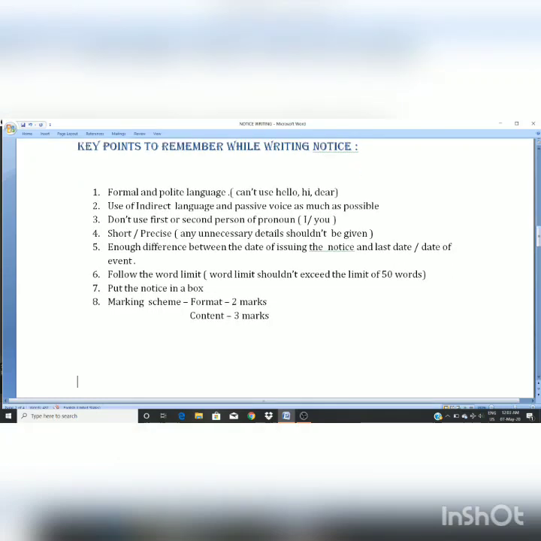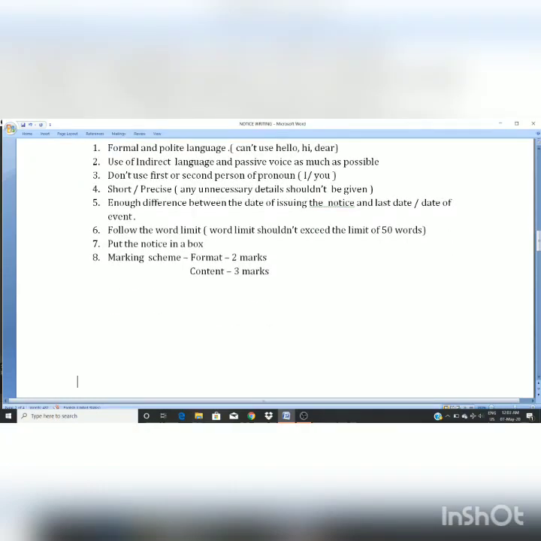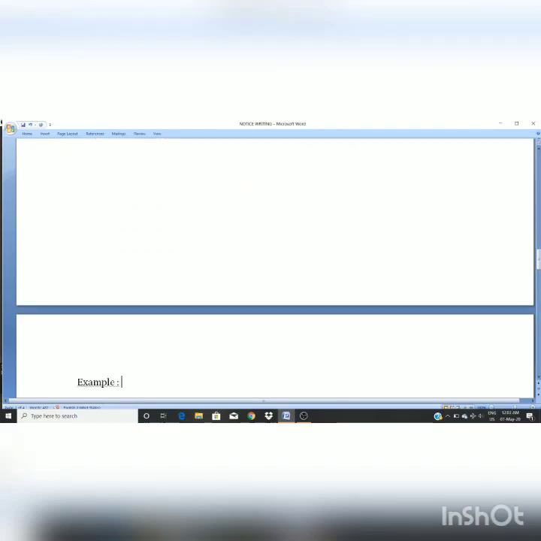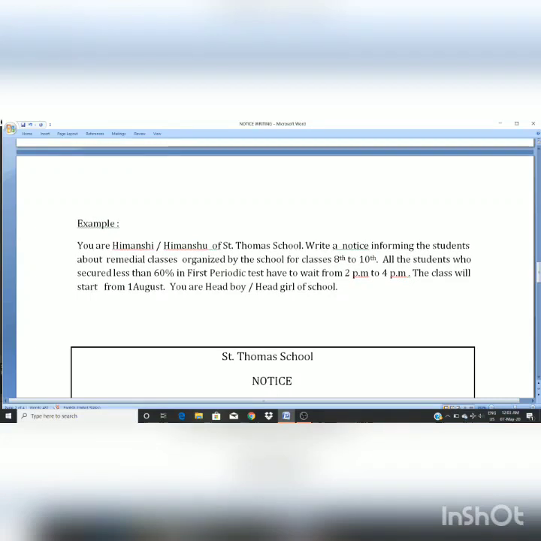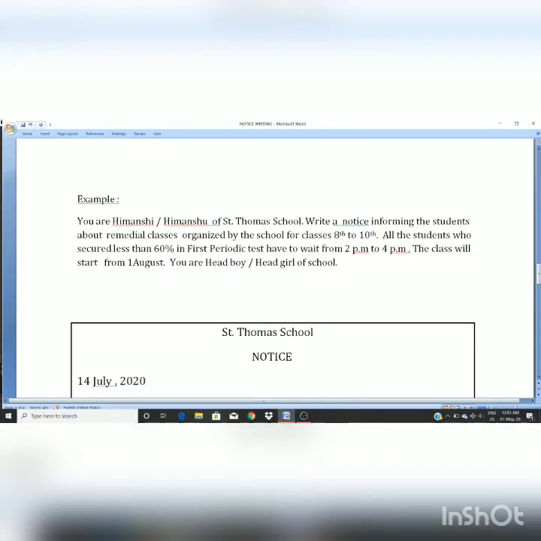Next, marking scheme. Generally, the format contains 2 marks and the content contains 3 marks. And generally, we see the notice comes for 5 marks only. So, if your notice comes for the 5 marks, generally, format will be of 2 marks and the content will be of 3 marks. Okay, students. So, let us see one example.